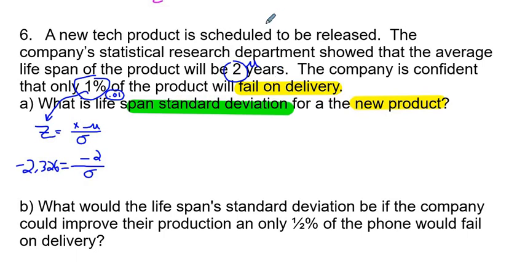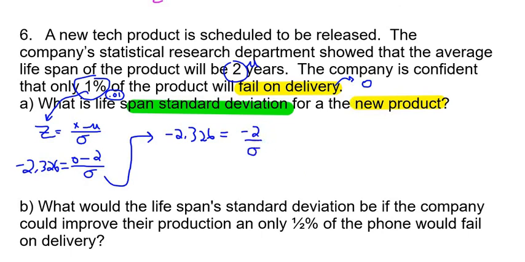So do you see how that's subtle? And that's just reading between the lines here and reading the problem critically. Fail on delivery means that it will operate for 0 years. So we put a 0 in there. Let's clean this up and simplify it. So we have negative 2.326, and that is equal to negative 2 over sigma.